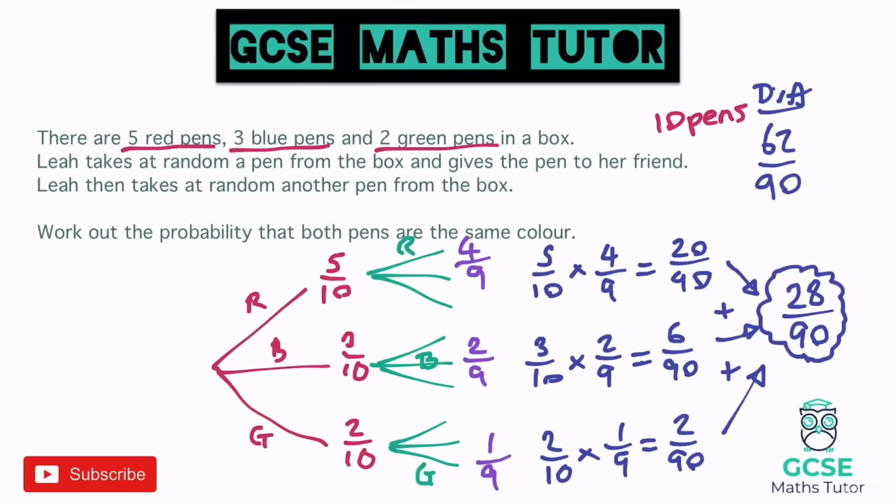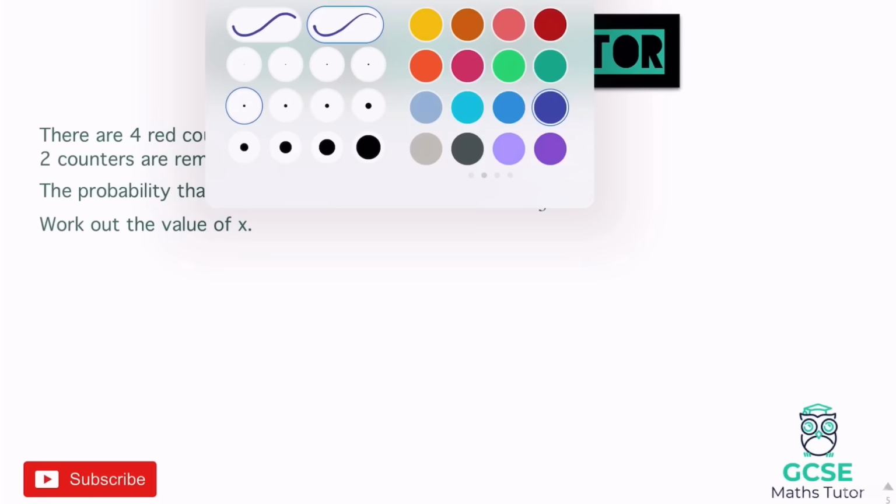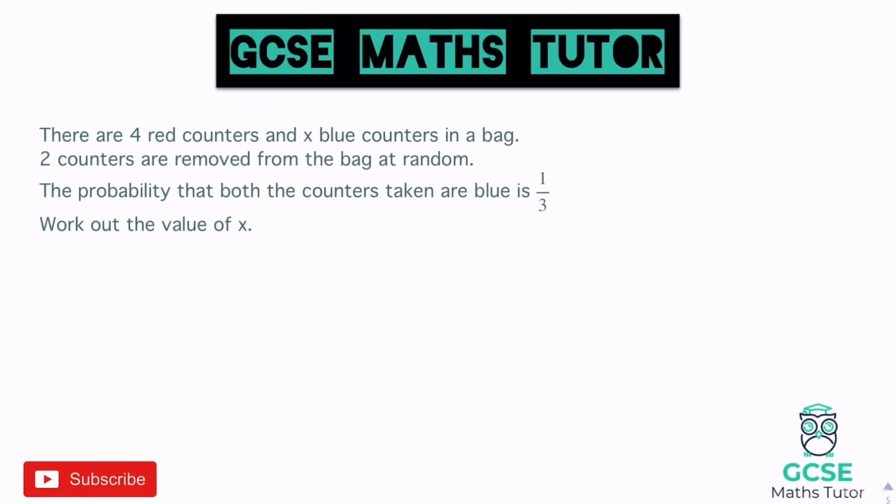On to the final question here on probability trees. It says there are 4 red counters and X blue counters in a bag. 2 counters are removed from the bag, and the probability that both the counters taken are blue is 1/3. Work out the value of X.